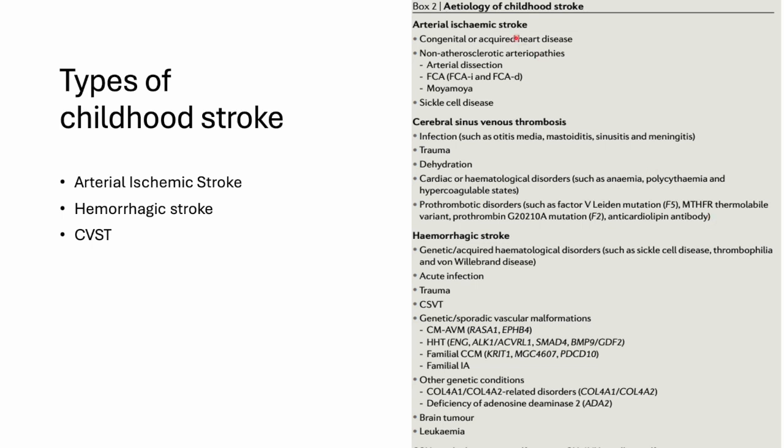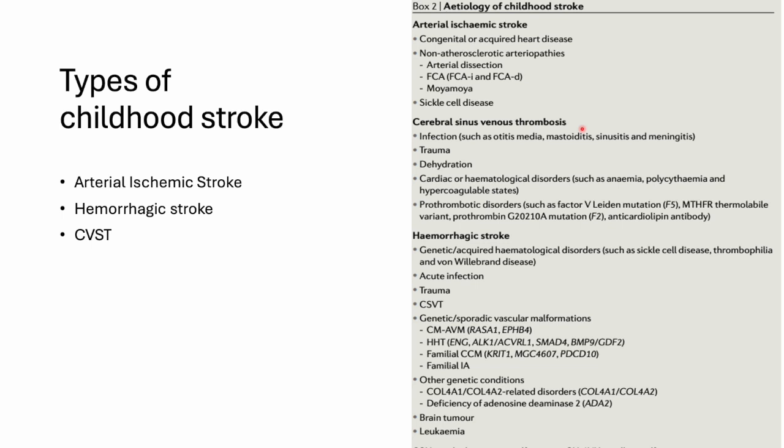And the causes of childhood stroke, so whilst they do have arterial ischemic strokes, these will be non-atherosclerotic in etiology, and include causes such as focal cerebral arteriopathy, which can be both of the inflammatory and dissection type. Also entities such as moyamoya, as well as sickle cell disease. The other main causes of stroke are cerebral sinus venous thrombosis and also hemorrhagic stroke.